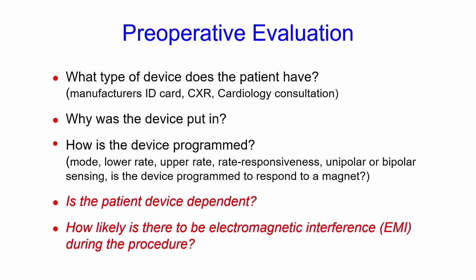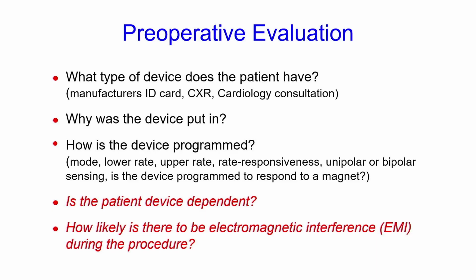So if you're looking at somebody who has a device who's going to the OR, what should your preoperative evaluation entail? Well, I think first you should ask what type of device does the patient have, and usually you can get that information from the manufacturer's ID card. You may need a cardiology consultation, electrophysiology input if you don't have that information. It's always good to know, why was the device put in? Was it put in for primary prevention, or is the person dependent on the device because they have complete heart block and they need that pacemaker? And then how is the device programmed? What's the mode, the lower rate, the upper rate, etc.